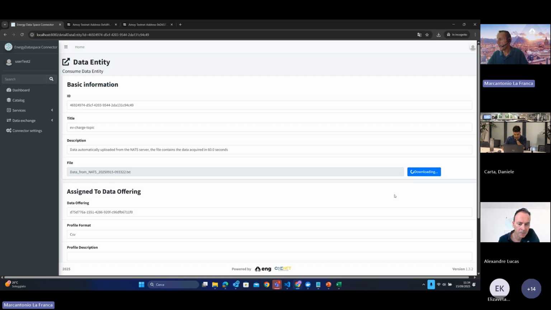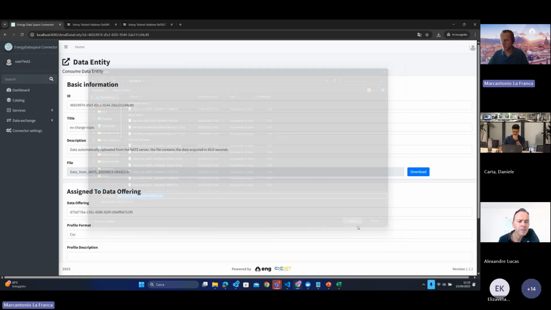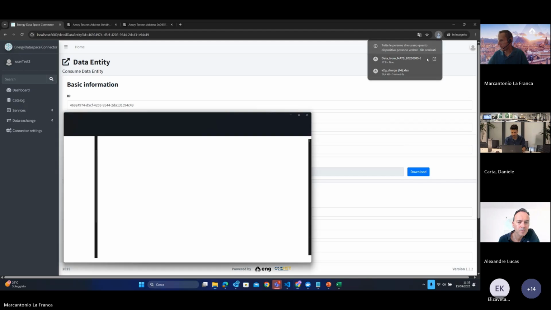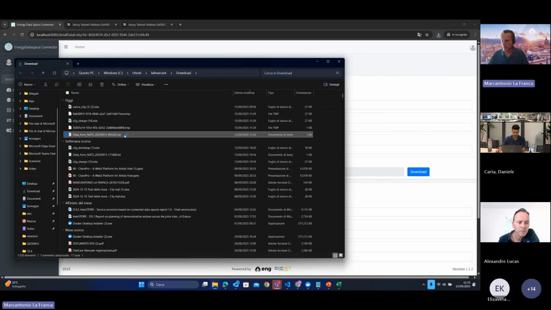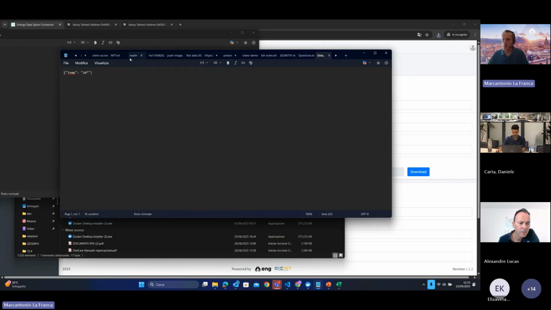We can download, and then we can see the timeline with the notarization service of the blockchain. So in this case, the temperature is written in a TXT file. Just a moment. And we have the JSON with the temperature that we sent before.